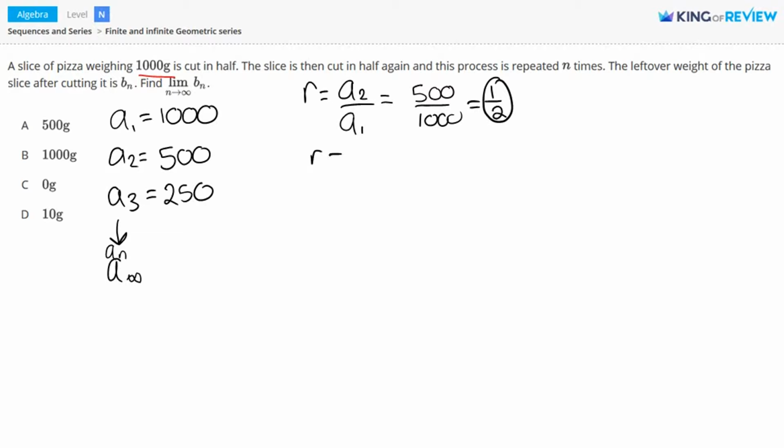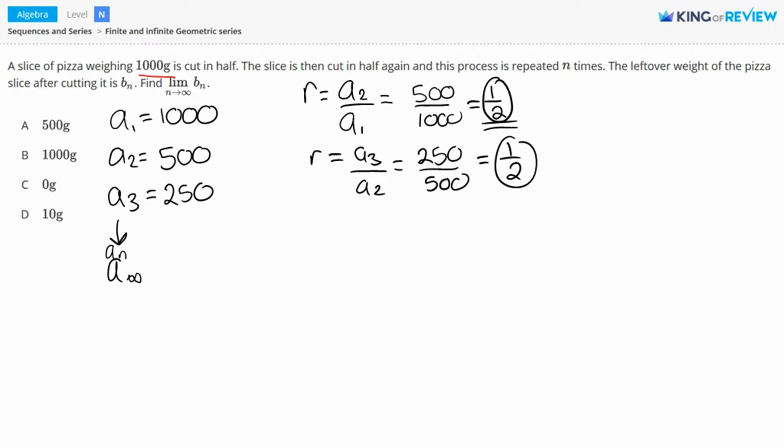Let's see what we get for the common ratio if we choose different terms. Let's choose A3 over its previous term, which is A2. This equals 250 over 500, and this gives us 1/2, which is what we saw here. So the common ratio is 1/2.